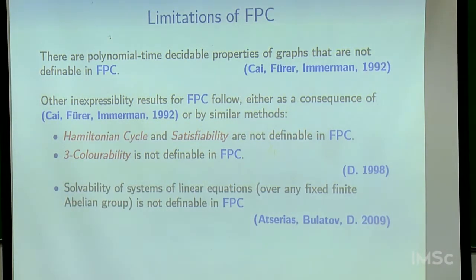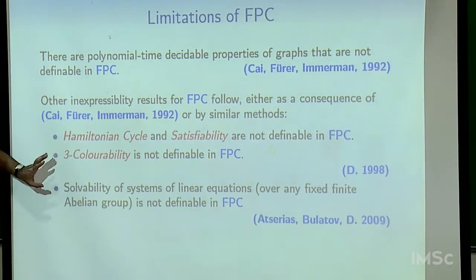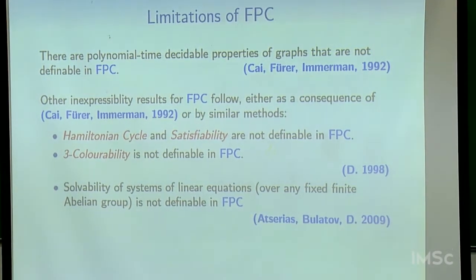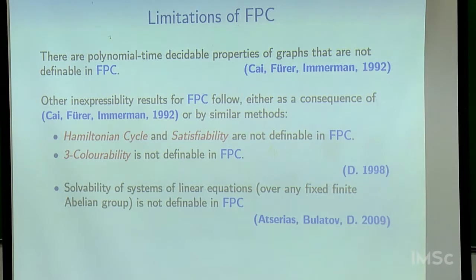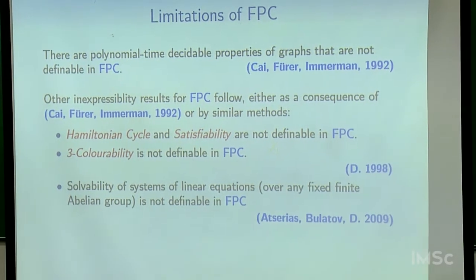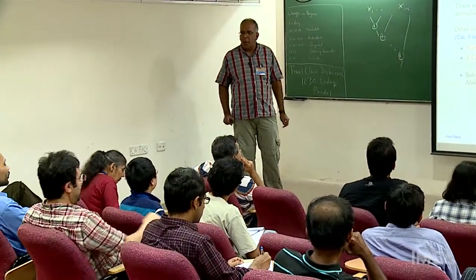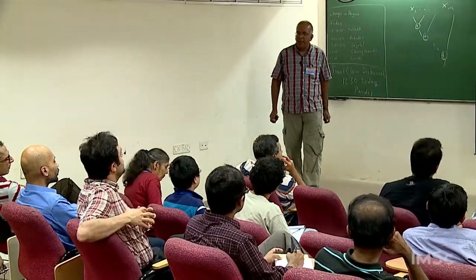More recently, we got, I think, what we call a natural polynomial time problem. This one didn't look natural to us. Solvability of systems of linear equations. We do it over any fixed finite abelian group. In particular, you can take the two-element group, in which case this is just XOR SAT, is not definable in FPC. Okay? But you did linear programming in FPC on the previous slide, and now you're saying linear systems of equations you can't do. This is over a finite field. Oh, okay. Over the rationals, we can do it. Right?